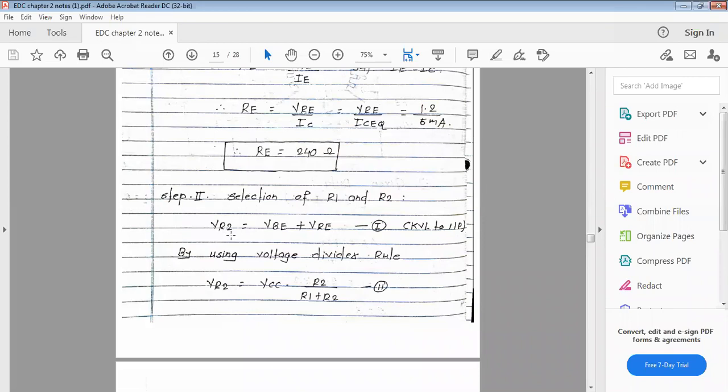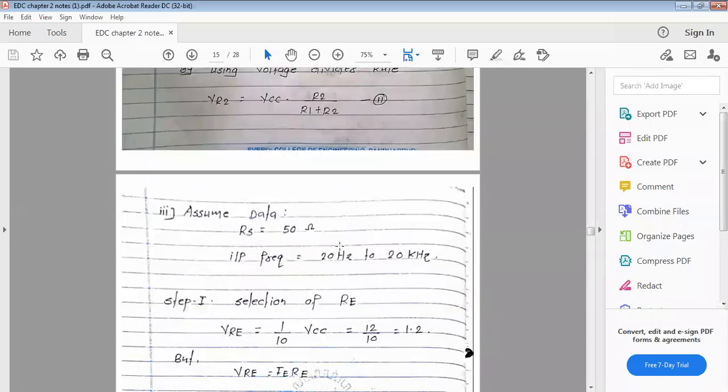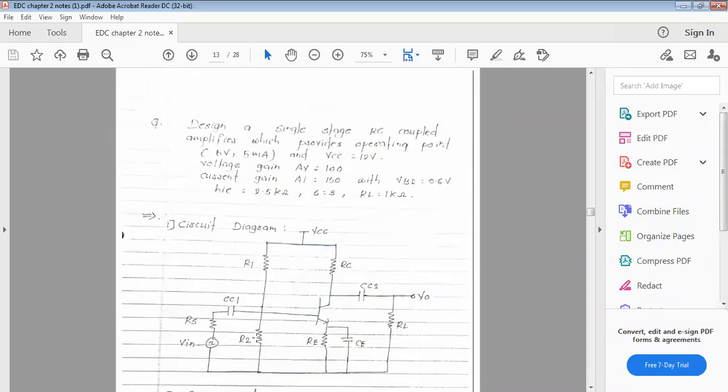What is the value of VR2? VR2 is nothing but the value of VBE plus VRE. R2 is nothing but the voltage across this. The voltage across R2 itself is nothing but the addition of these two voltages: VBE, that is the voltage across this transistor, plus the voltage across this RE. That's why we write the voltage across R2 as VR2. VR2 is nothing but the addition of these two voltages, the voltage across the transistor and the voltage across the resistance RE. Okay, so see here.